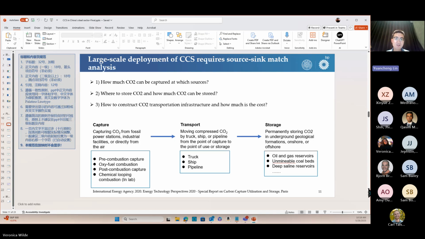So for this project, first, we need to answer 3 questions. The first one is how much CO2 can be captured at which sources, the second one is where to store CO2 and how much CO2 can be stored, and the last one is how to construct CO2 transport infrastructure and how much it costs. And this is the advantage of SimCCS. Okay, next slide.